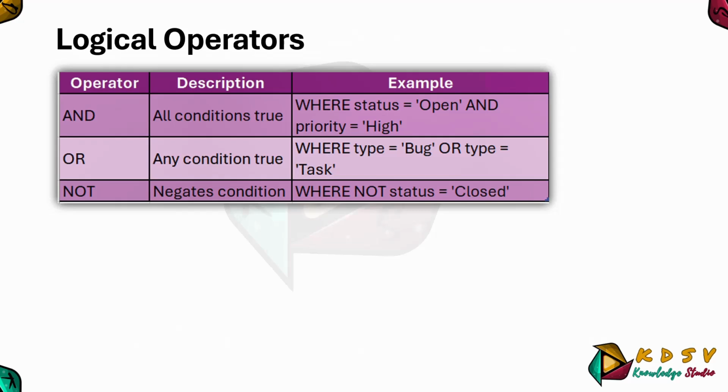You can use AND. Here all conditions must be true. If you use OR, any condition can be true. And if you say NOT, it negates the condition. Here in the example, if you take a look at where NOT status equal to closed, that means whatever the status is not closed, those things will be coming into the picture.